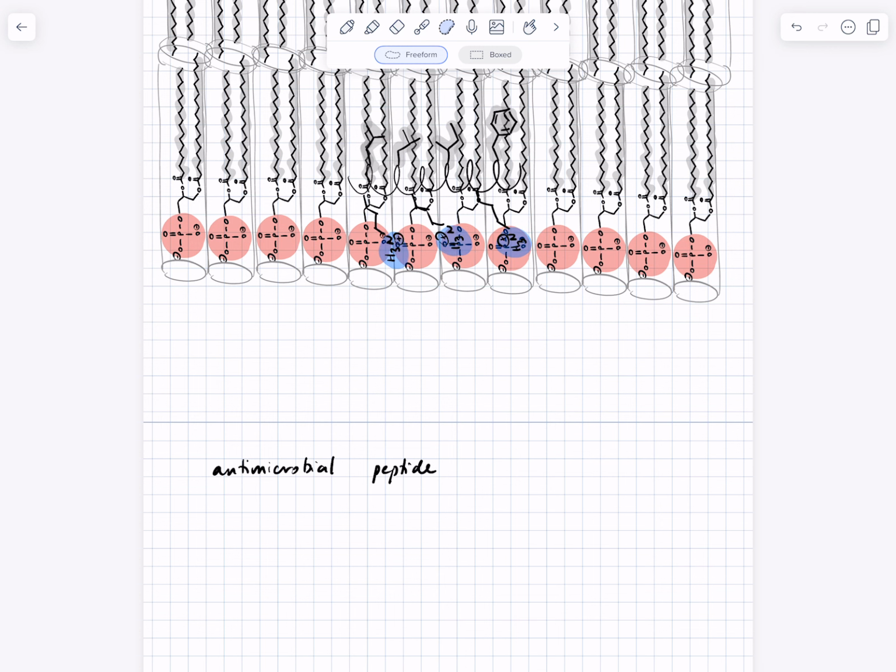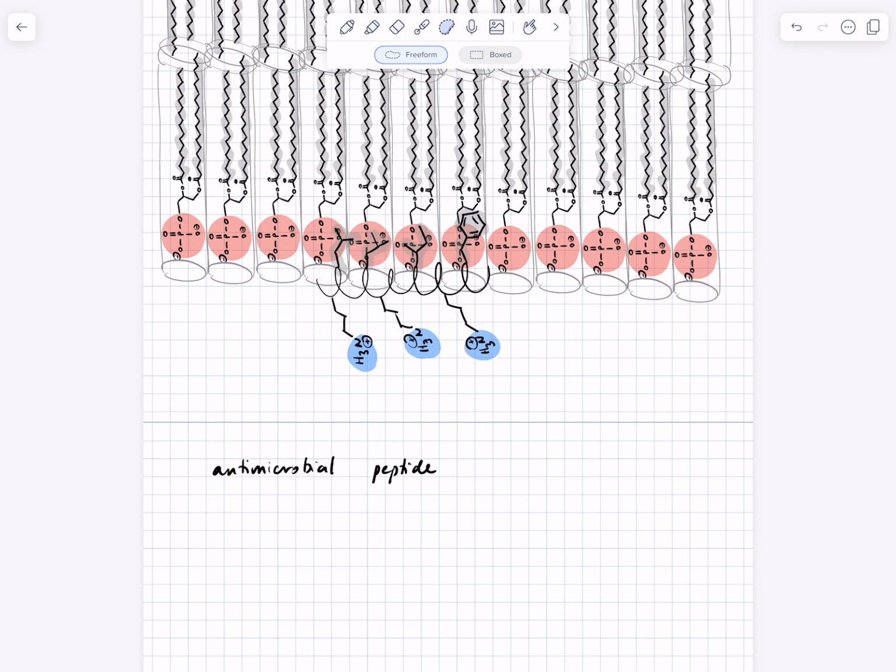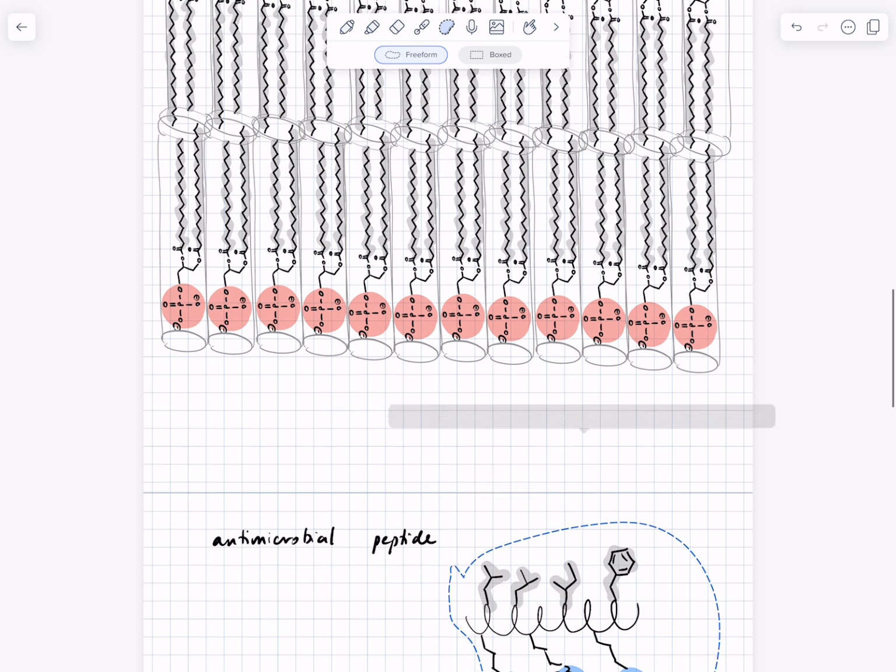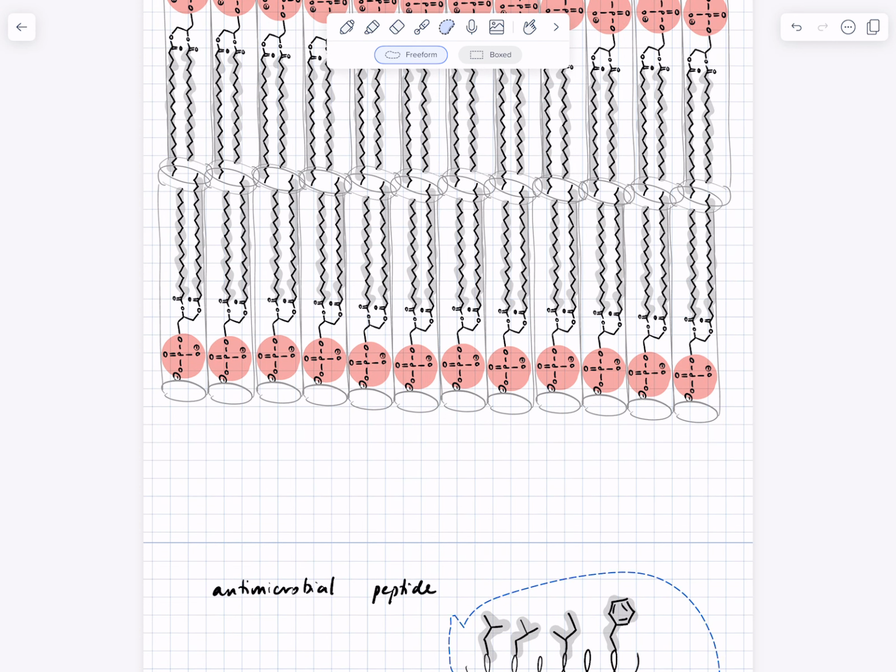You get enough of these, and that starts to disrupt the bacterial membrane and even poke holes in the membrane. For example, you can imagine a situation kind of like this.